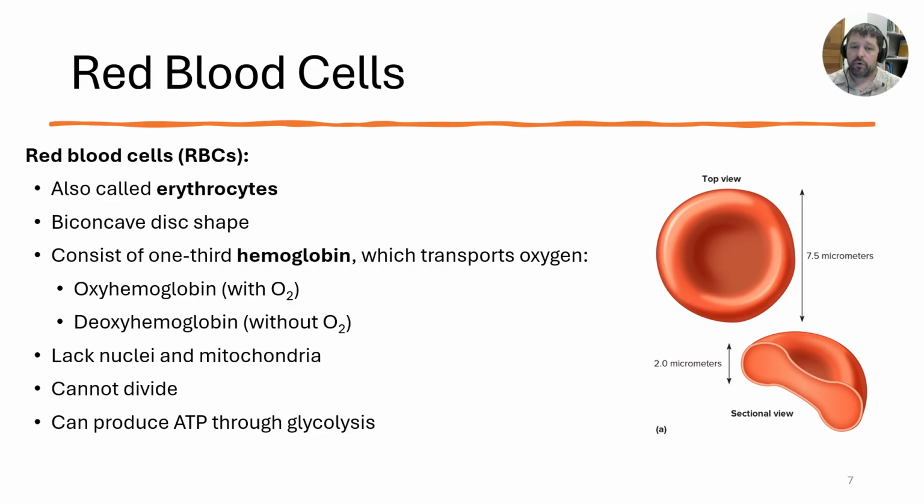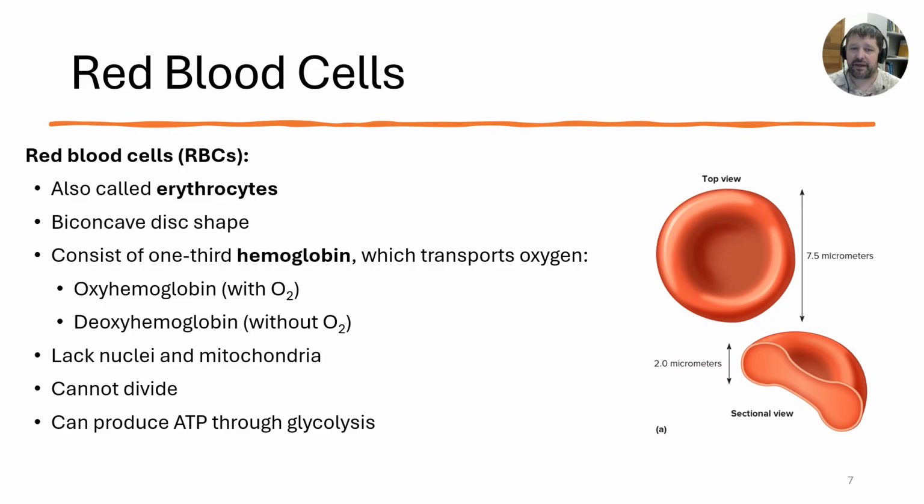Interestingly, we can check to see if that's true, because all other vertebrates besides mammals have nuclei and mitochondria in their red blood cells. So we can look at a bird versus a mammal and ask, do birds have less hemoglobin in their red blood cells than mammals? No, they don't. So is it really to carry more hemoglobin?